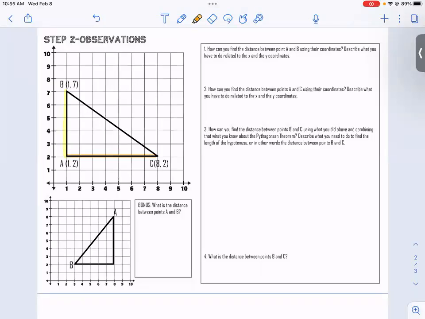Brady, how far is A from B? 5. How did you get that? Squares. Okay, you counted the squares. That's beautiful. Is there anything else you could have done with these numbers to get 5?